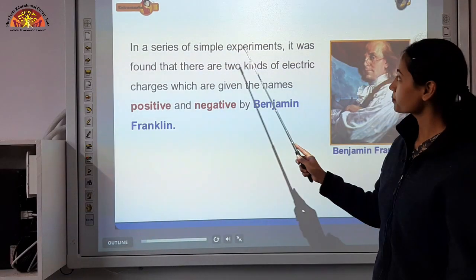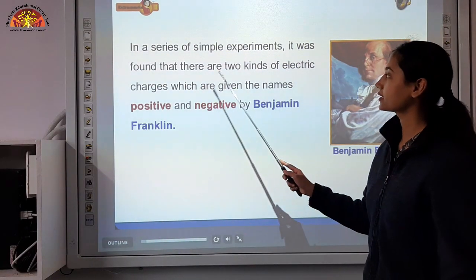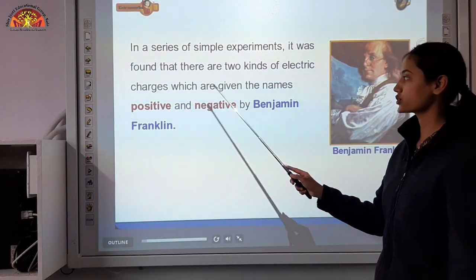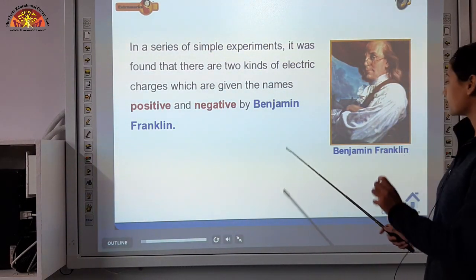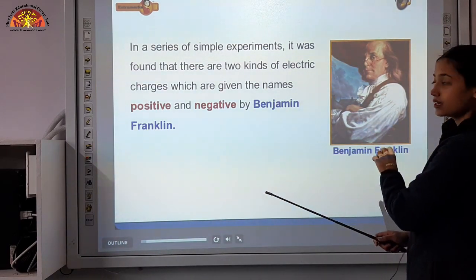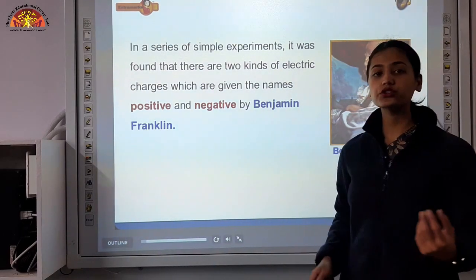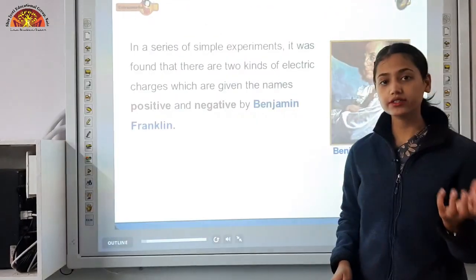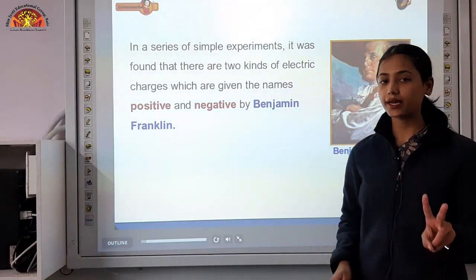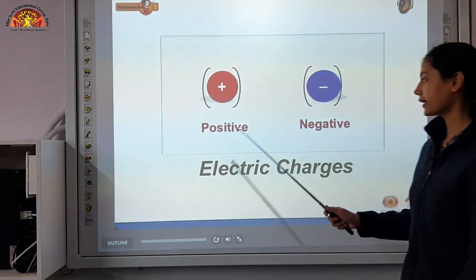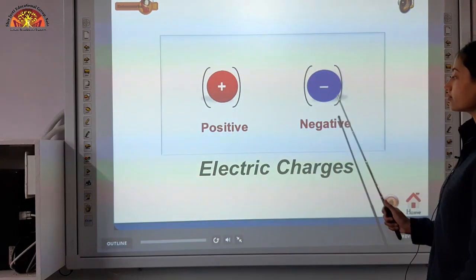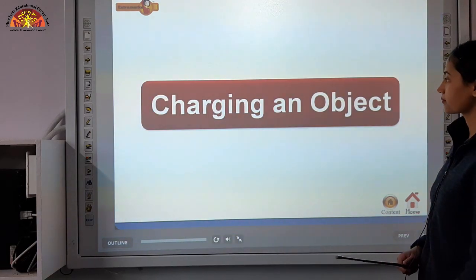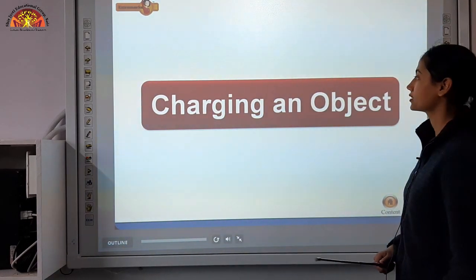In a series of simple experiments, it was found that there are two kinds of electric charges, which were given the names positive and negative by Benjamin Franklin. This is a scientist. He suggested two charges and suggested the names positive and negative charges. There are two types of charges, positive and negative. Positive is proton, negative is electron. Now charging an object.